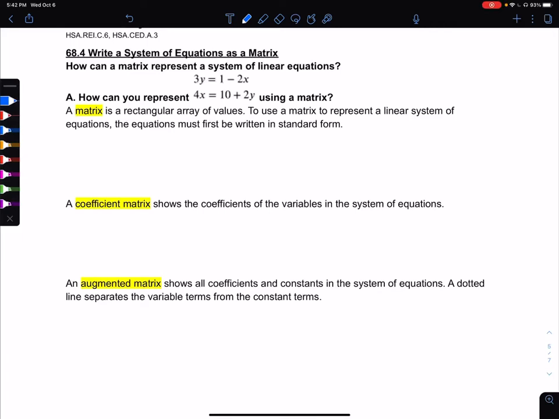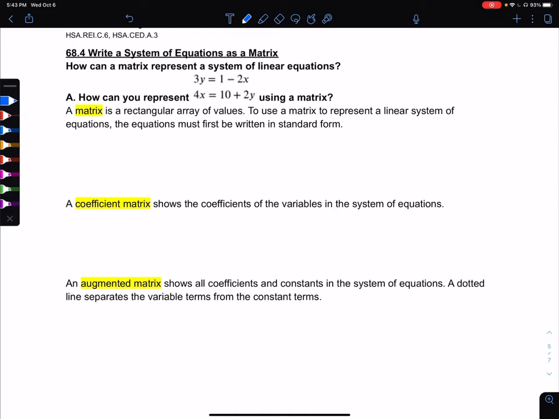In this video, we're going to look at topic 68, example 4, where we write a system of equations as a matrix. The main question is, how can a matrix represent a system of linear equations? And in part A, we're asked, how can you represent two equations using a matrix? So first off, what is a matrix? Well, a matrix is a rectangular array of values.